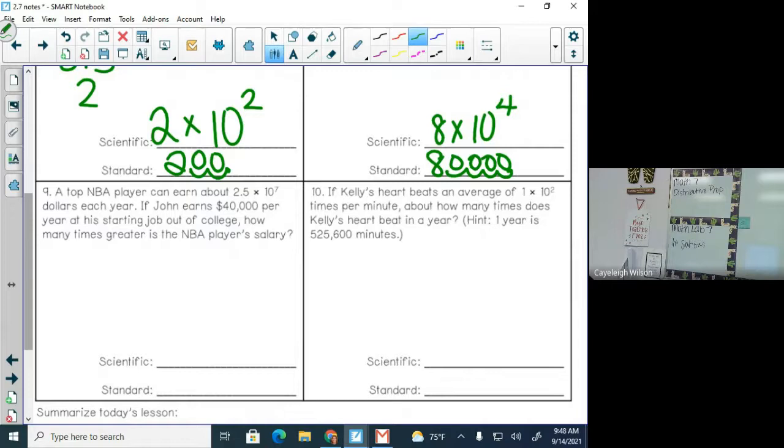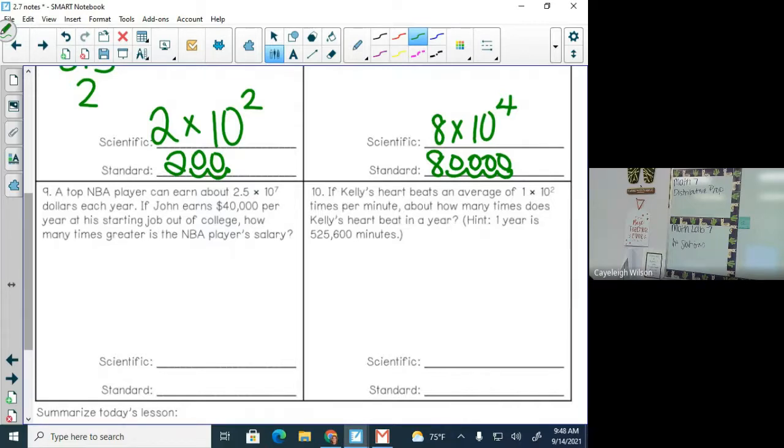So when you figure out how many times greater something is, what operation do you have to do? Yes, division. Well, that would be how much more. So this just says how many times greater.